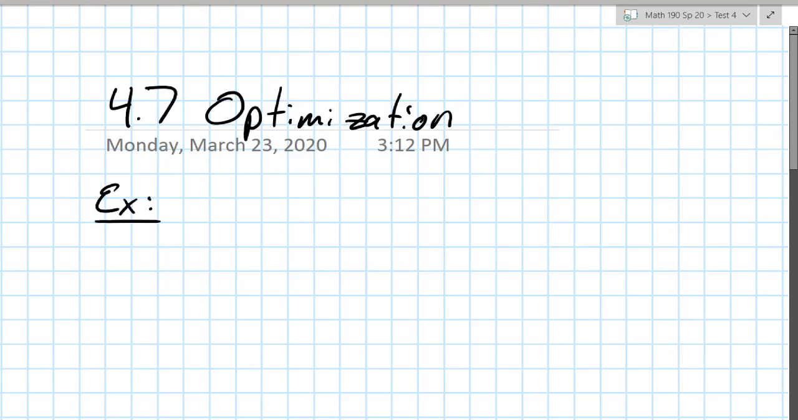A farmer has 2,400 feet of fencing and wants to fence off a rectangular field that borders a straight river. He needs no fence along the river. What are the dimensions of the field that has the largest area?